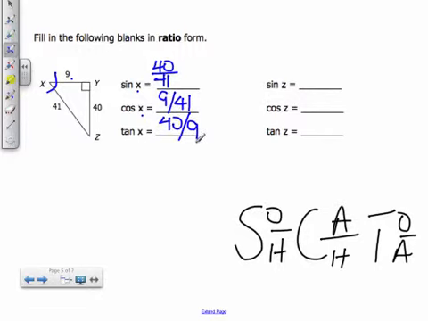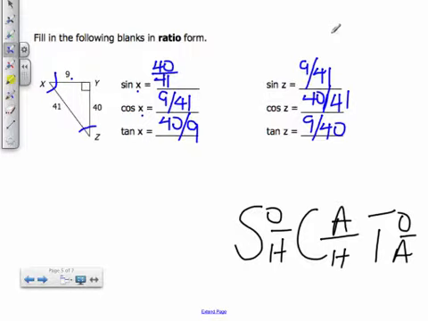I want you to try the same thing with angle z right here, but instead of doing this problem with me, I'm going to have you press pause, try it, see if you get the 3 answers right, and then come back and compare with me and see if you get the same thing as me. All right, so you should get the following answers. If you did not, please make a note to yourself to ask me these questions tomorrow, okay?